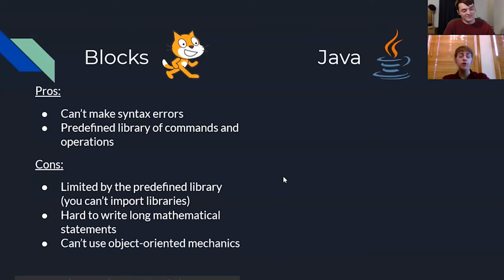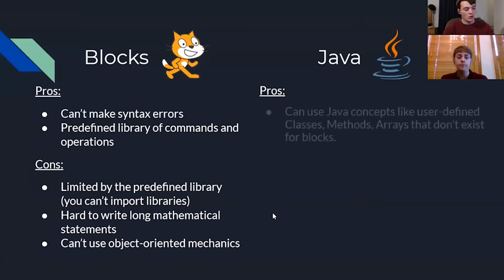You also can't use any object-oriented mechanics, and object-oriented mechanics like objects and inheritance and all those fun things really save you a lot of time as a programmer. You only have to write stuff once, you don't have to copy and paste, you can just call things from different locations, and that makes it a lot easier to write your code, and this just simply isn't present in blocks.